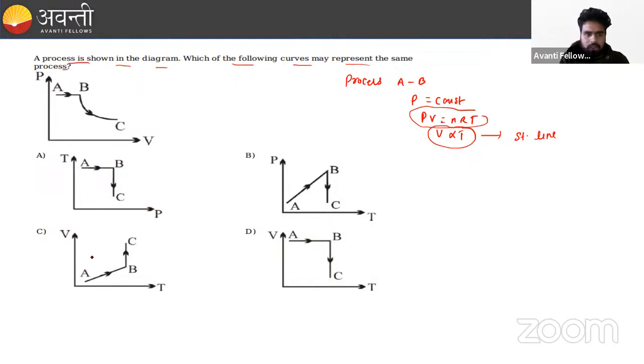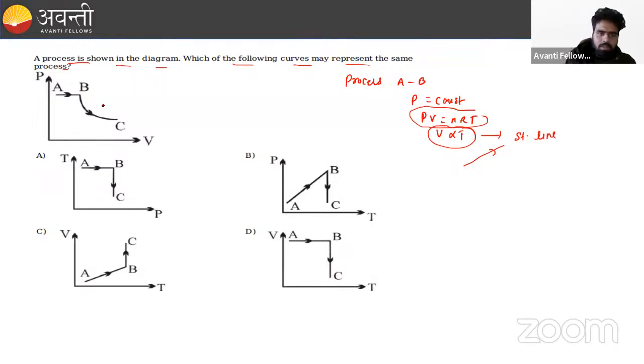Let us check the volume versus temperature graphs. What we find in option C is a straight line. This is correct for the AB portion. It is something like this: if we increase the temperature, volume also increases.